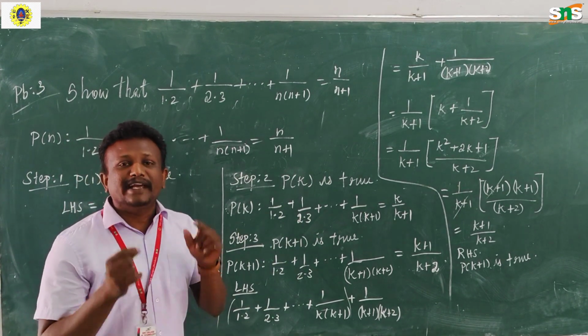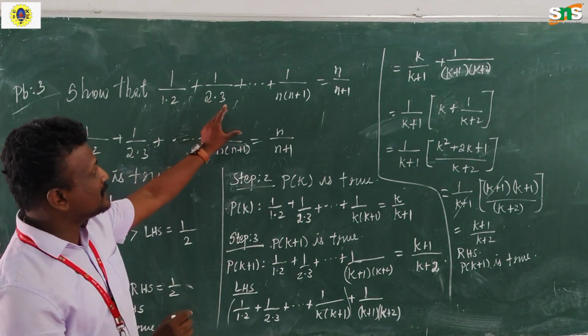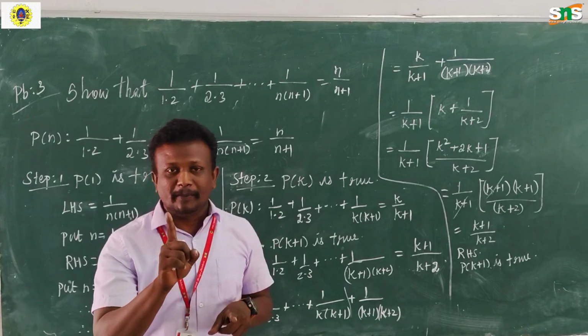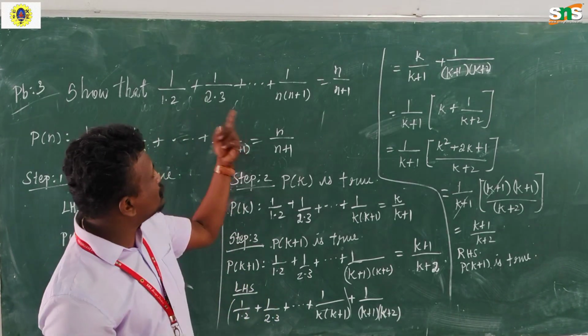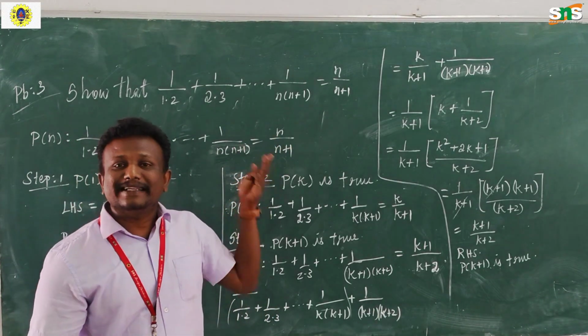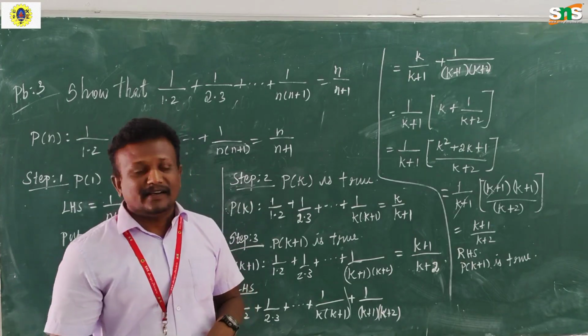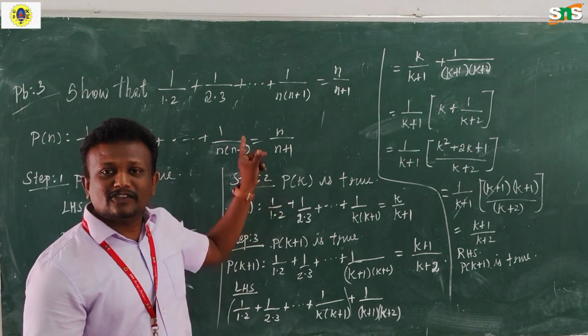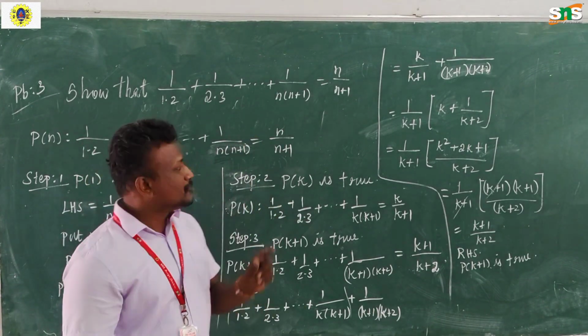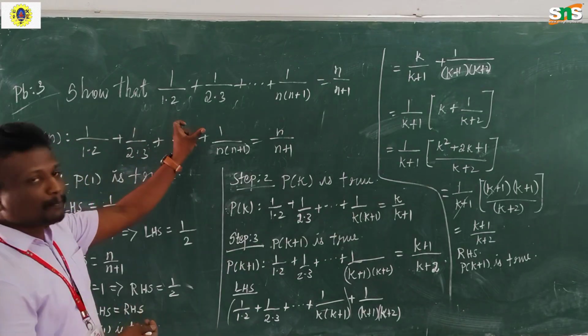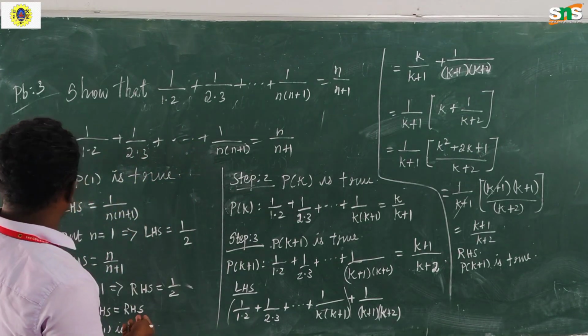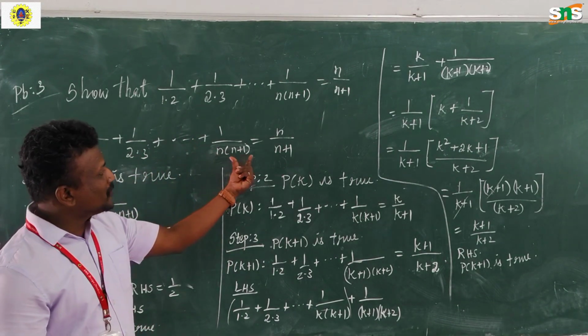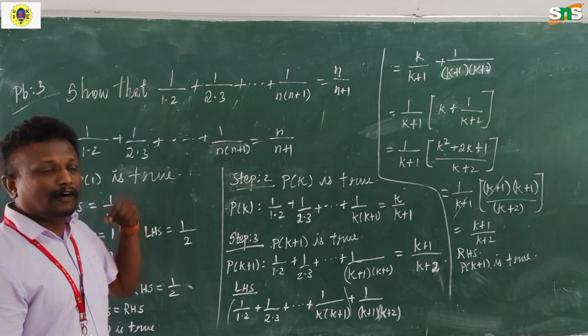In step 1, we have to show that the given proposition is true for the natural number 1. In step 2, we have to show that this is true for the natural number k. In step 3, we will be proving this is true for k plus 1, right? So let me write the given proposition by the name P of n, right? So the whole proposition is written in the name of P of n.